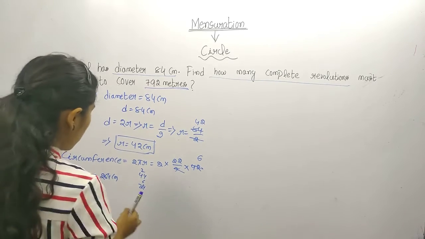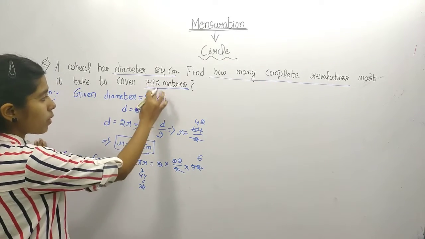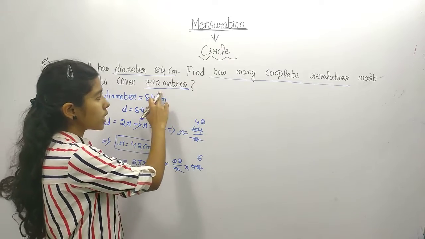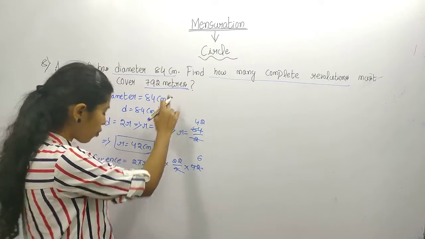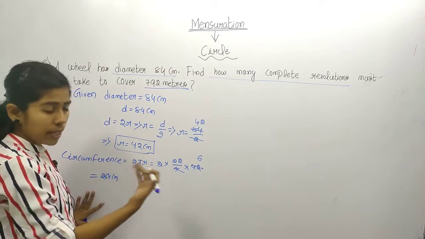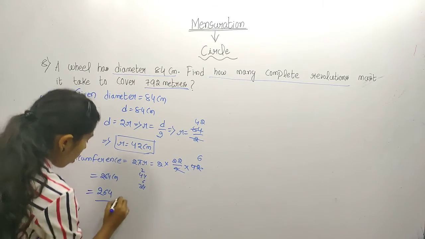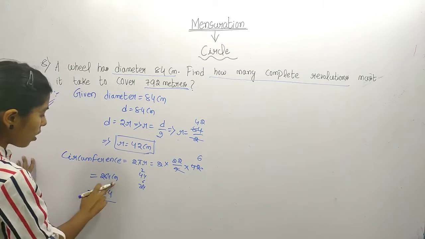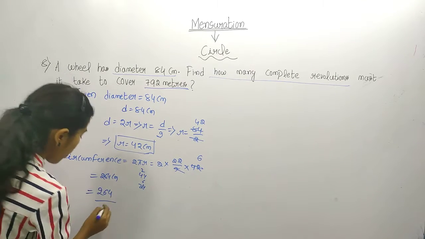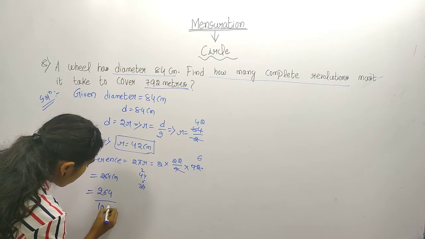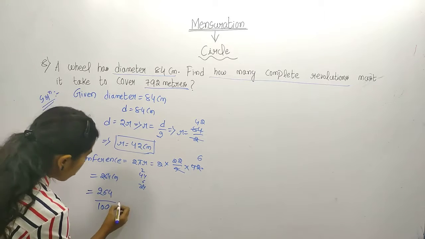Now you see 264 centimeter, but in the question the distance is given in meters. You have to convert the circumference into meters first. So 264, and 1 meter is 100 centimeter. So to convert into meters, what do we have to do? We have to divide it by 100. So how much will it come?